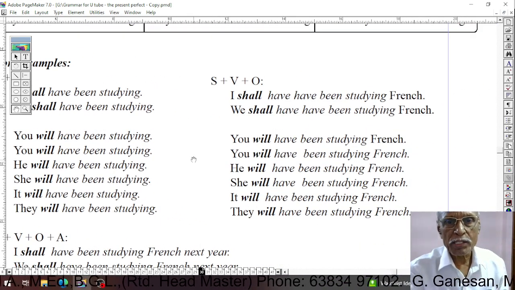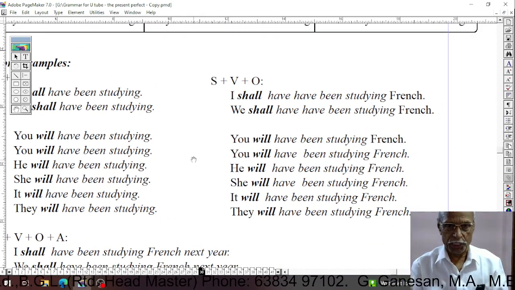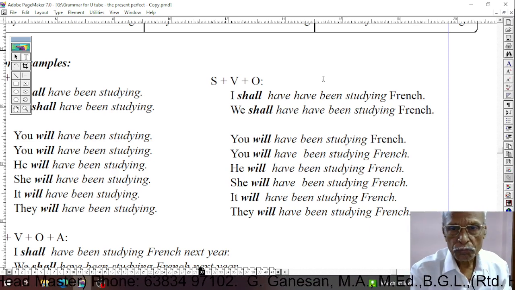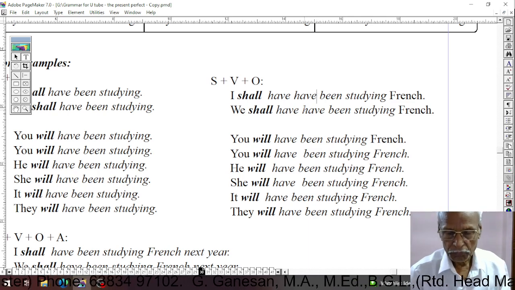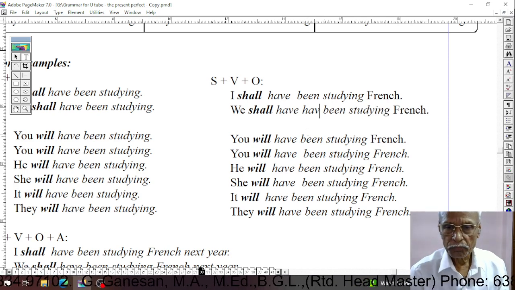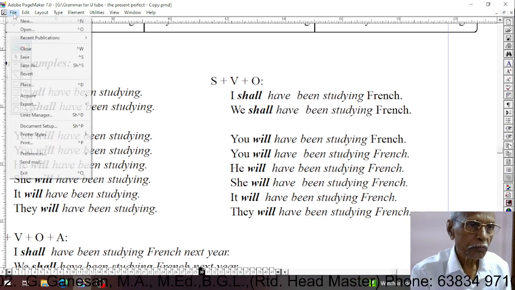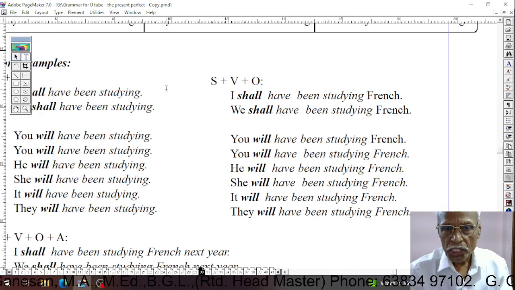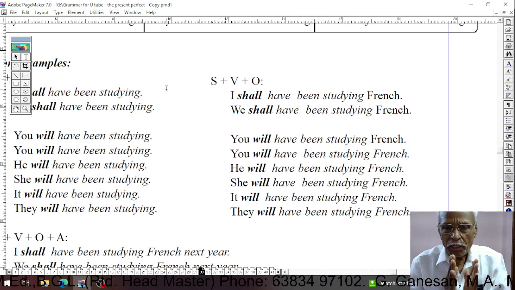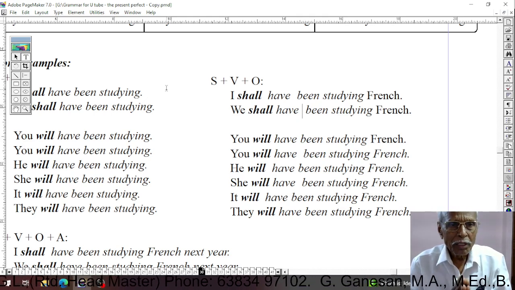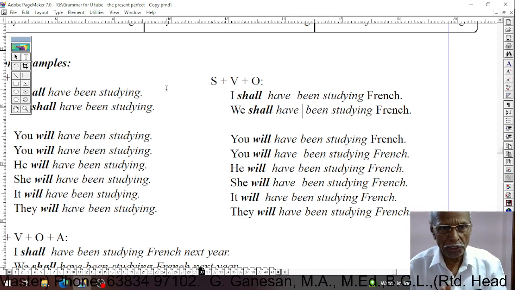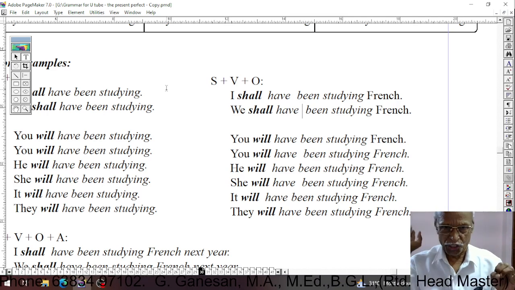Then second example, SVO, subject, verb and object. I shall have been studying French. That is, I shall have been doing the study of French. I shall have been studying French means I shall have been doing the study of French.